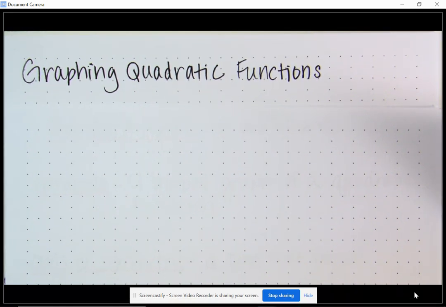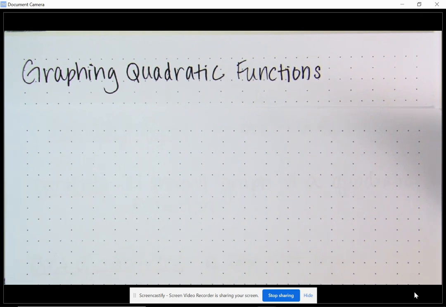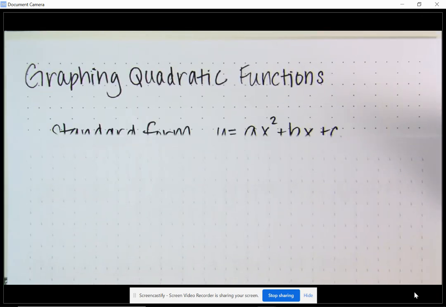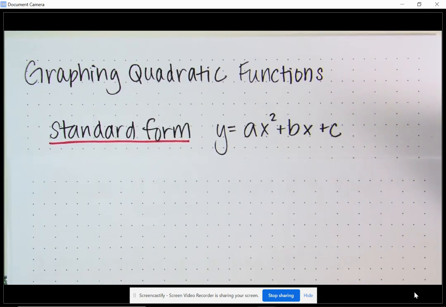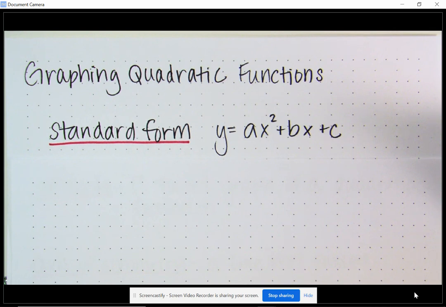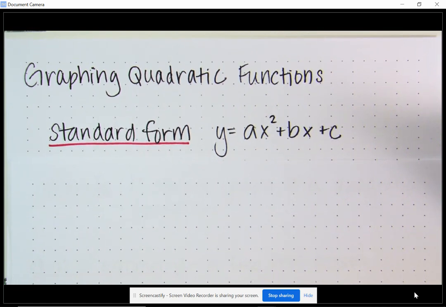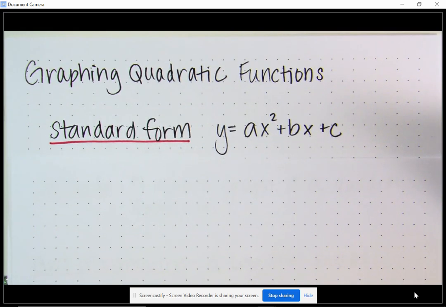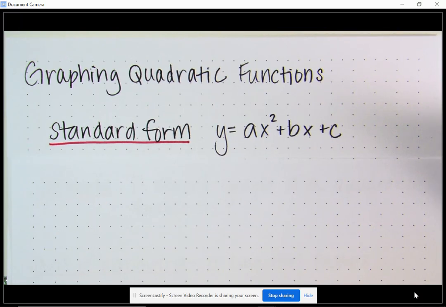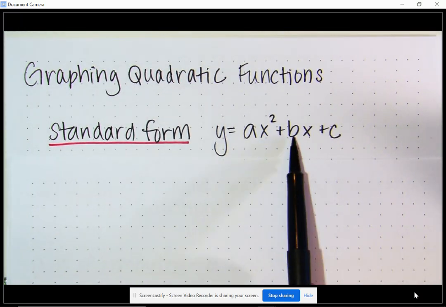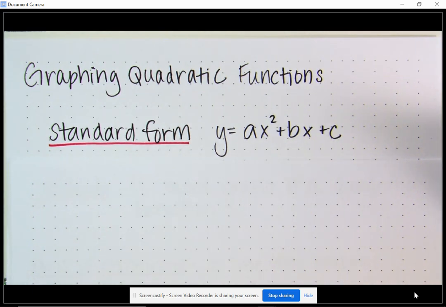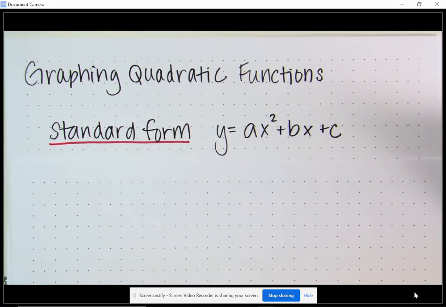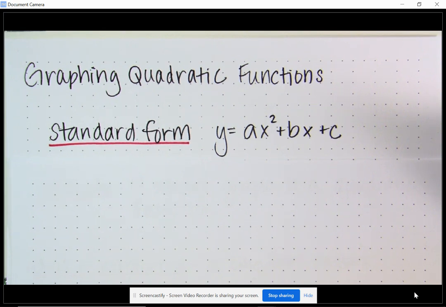Okay, so we're going to be graphing quadratic functions. The first thing to review is the standard form of a quadratic function: y equals ax squared plus bx plus c. So get that copied, and what you'll notice is the format looks a lot like what the functions looked like when we were factoring. We still have an a, b, and a c. Okay, so that should all be familiar. So this is the standard form of a quadratic function.